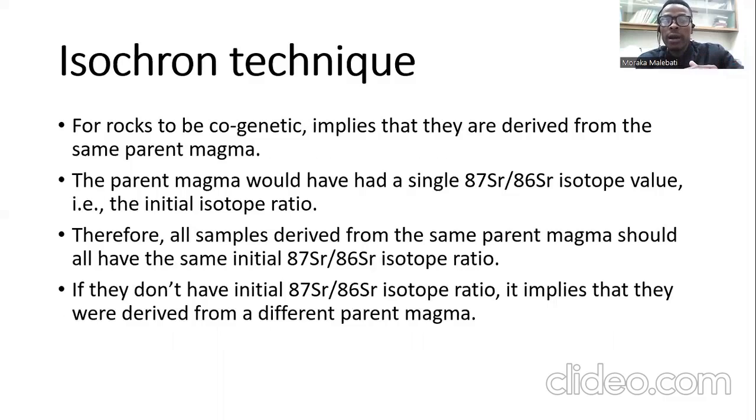So the parental magma would have had a single ratio of strontium-87 and strontium-86 isotope value. That is the initial isotope value. They must have the initial isotope value. I'm gonna explain in a bit what we mean when we say they must have the same initial isotope ratios. Therefore, all the samples derived from the same parental magma should all have the same initial strontium-87 over strontium-86 isotope ratio, because they were derived from the same parental magma. If they don't have the same initial isotope value, it implies that they were derived from a different parental magma. So keep that in mind.